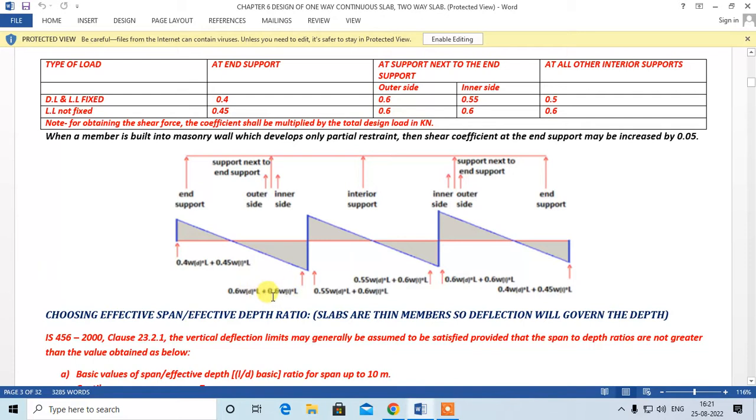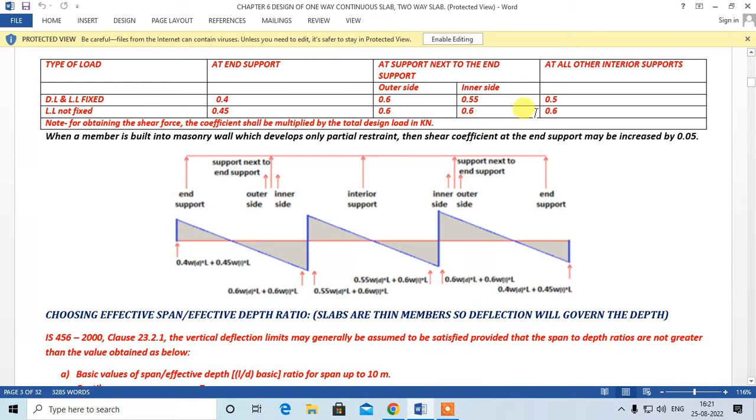So this will be this reaction. Now this reaction over here will be 0.55 into dead load into span plus 0.6 into live load into span, right. So this outer reaction will be applicable over here also, and this inner side reaction will also be applicable over here also, right.